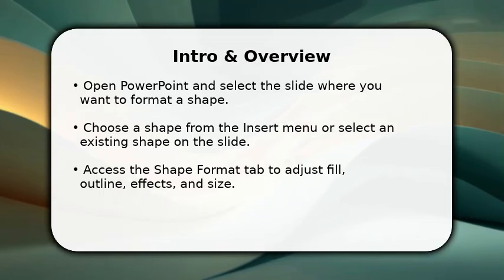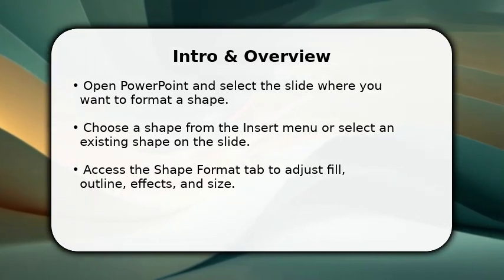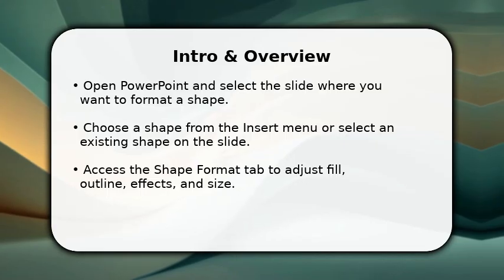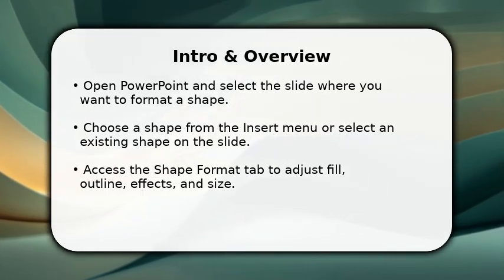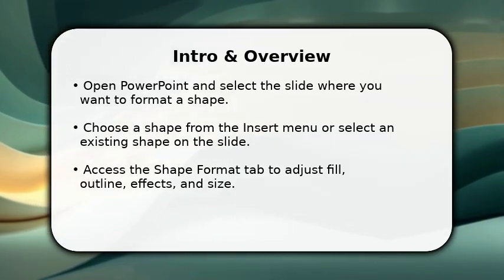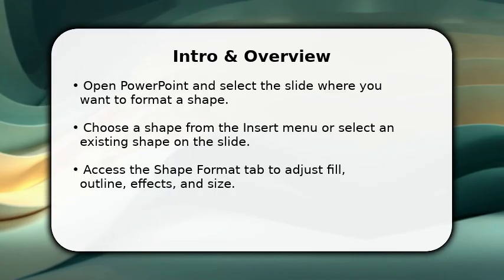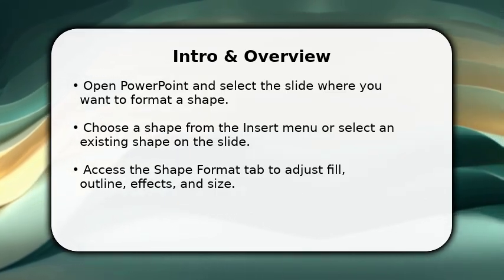In this video, I will show how to use shape format in PowerPoint step by step. Click the shape to reveal the shape format tab and start by changing the fill color and outline. Next, apply effects like shadow or glow to add depth and adjust size with exact measurements. Use the format pane for advanced options like gradient fills and precise positioning.